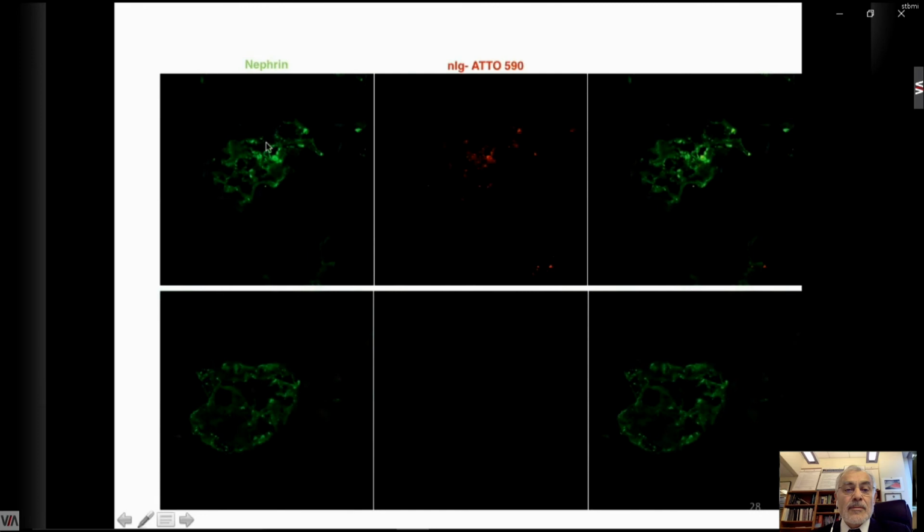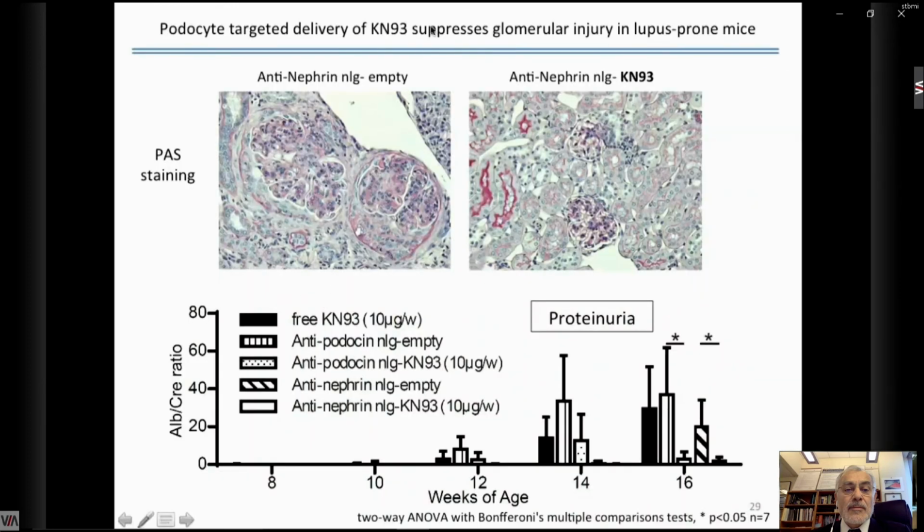So we decided to load nanolipogels with red color, tag them with an anti-nephrin antibody, and we were able to see this label nanolipogels in the kidney, the podocytes, delivered in a very, very specific manner. Mind you, in doing that, we accomplished the same effect as when we administered free K93 systemically at 20 times higher doses. That is, as you understand, important.